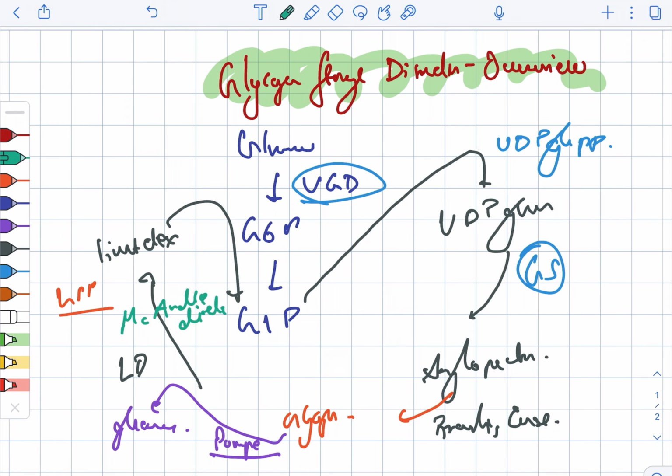And now limit dextrin to the glucose 1 phosphate. So the enzyme here is the debranching enzyme, and the disease is known as Cori's disease. This is the disease here.